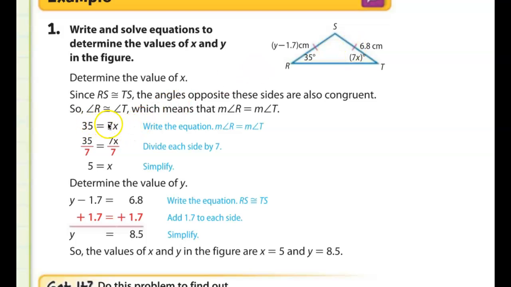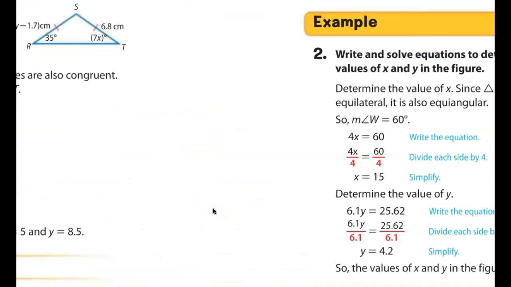And so 35 is equal to 7x. Divide both sides by 7, you get 5. X is equal to 5. And if we determine the value of y, this is a congruent side. So y minus 1 and 7/10 is equal to 6 and 8/10. So you just write that out as an equation. You subtract 1 and 7/10 from y, so the opposite would be to add 1 and 7/10. So add that to both sides. Y is equal to 8 and 5/10.